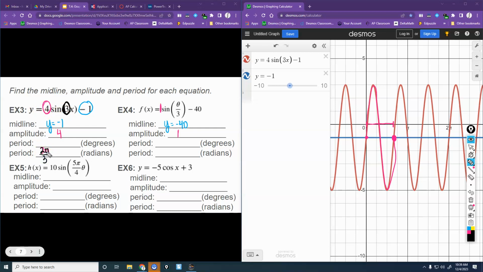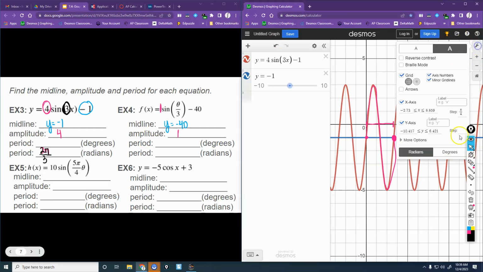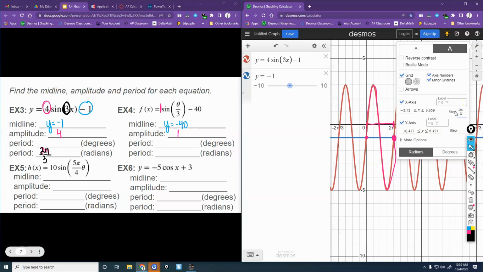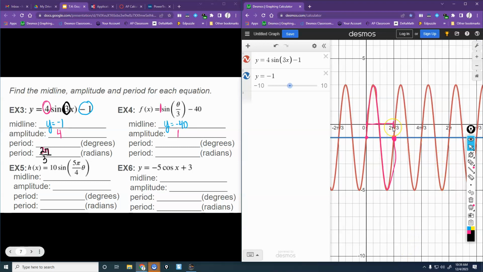Now, if you go over here, let's see if it'll work, it may not. If you go over here and make your step 2 pi over 3, it might label it. It does. But see, I had to know what it was to know what to type in there first. And I can see that looks like the correct length. So knowing that formula is going to be really important.